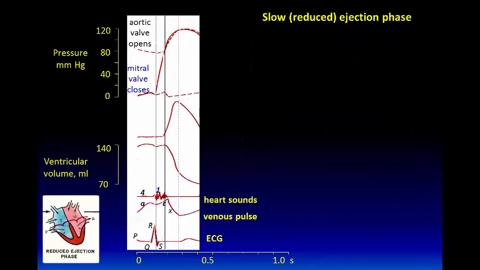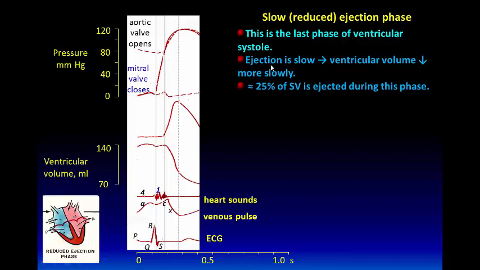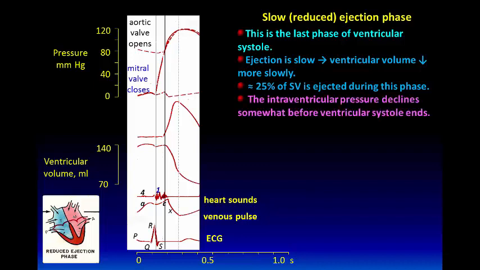The rapid ejection phase is followed by the slow or reduced ejection phase, and this is the last phase of ventricular systole. Ejection is slow, so the ventricular volume decreases more slowly, and the remaining 25% of the stroke volume is ejected during this phase. Now the volume which remains is the end systolic volume, about 65 or 70 milliliters. The intraventricular pressure declines somewhat before ventricular systole ends.